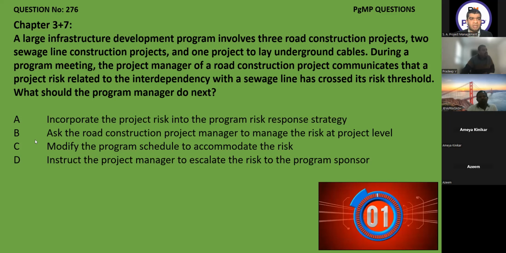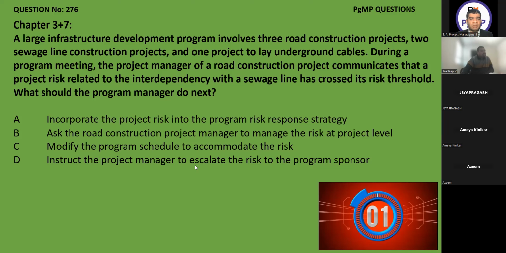So it was an easy question. Option A, incorporate the project risk into the program risk response strategy. Correct, because from the project level I go to the program level, since this is crossing the threshold, it's already triggered. B, ask the road construction project manager to manage the risk at the project level. Not possible, because he is the person who is telling us that the risk has been crossed. C, modify the schedule to accommodate the risk. Not possible. I cannot change the schedule because it will delay my project.